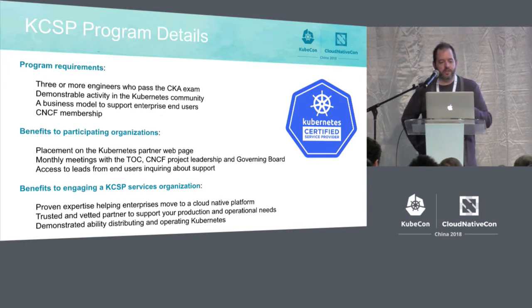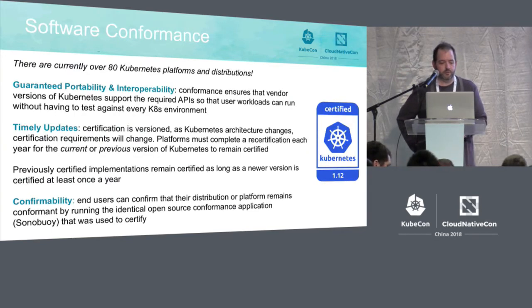So for the KCSP, what you need is 3 individuals. If you're a services organization, get 3 individuals. And then the benefits here are you get access to the TOC meetings. You talk to the people who are intimately involved with these projects, as well as the CNCF governing board. So there are some benefits for a partner organization. From the consumer standpoint, engaging a KCSP organization, again, you know that these people have taken a very rigorous test, and you know they're going to know their stuff. So engaging a service provider with a KCSP logo is going to guarantee that they know what they're doing.